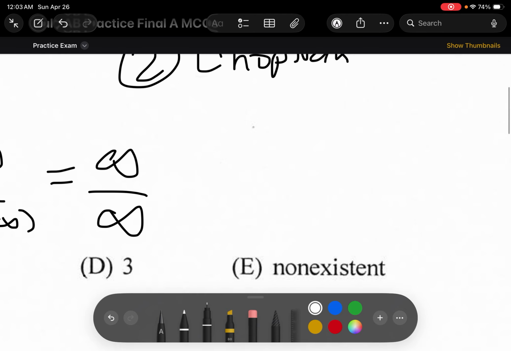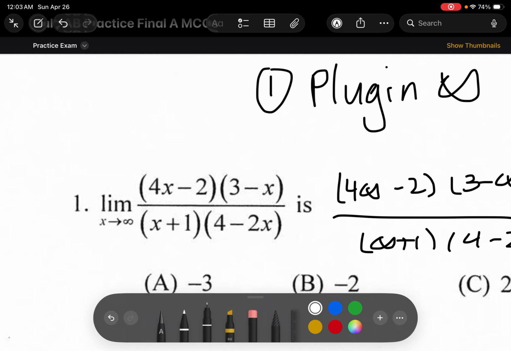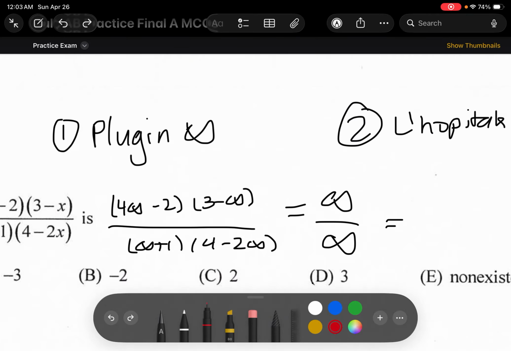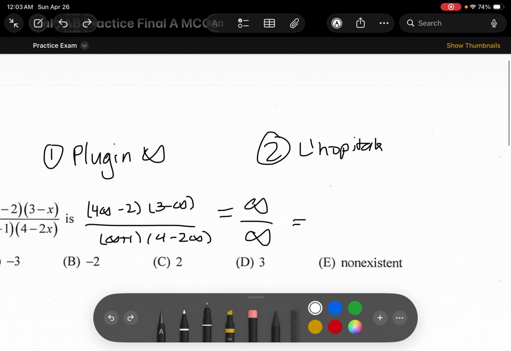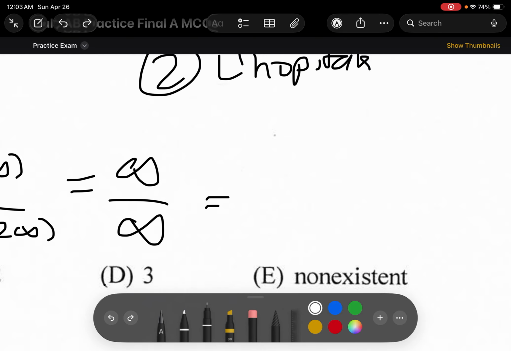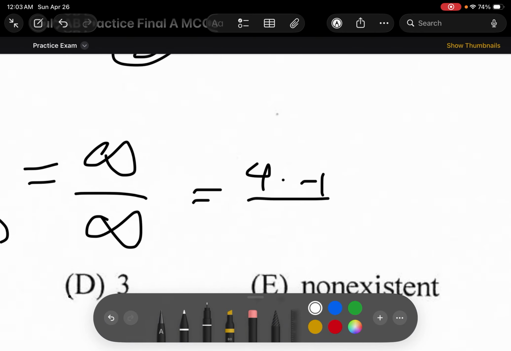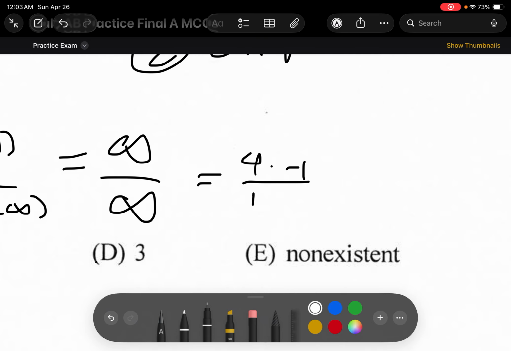So how do you apply L'Hopital's rule? You're going to find the derivative of each component. So now, what is the derivative of 4x minus 2? The derivative of 4x minus 2 is 4. The derivative of 3 minus x is just negative 1. The derivative of x plus 1 is just 1. And the derivative of 4 minus 2x is negative 2.